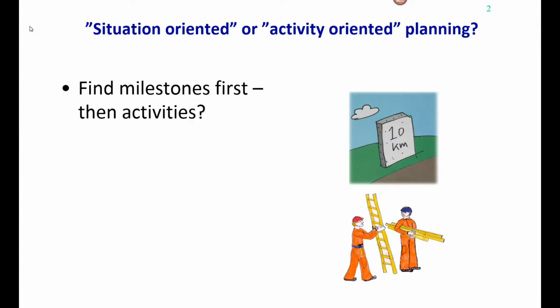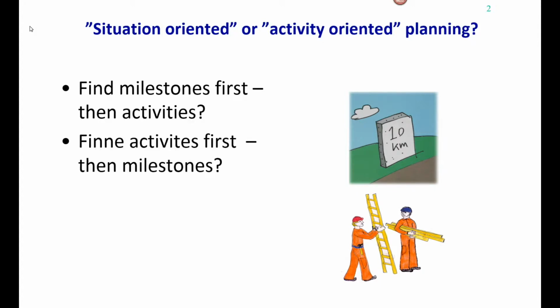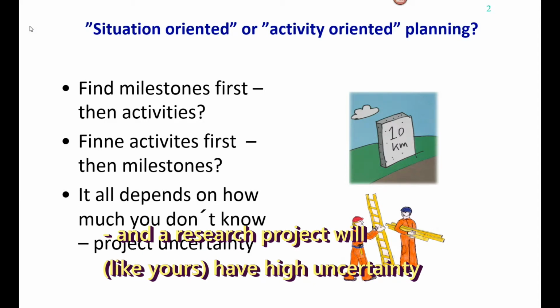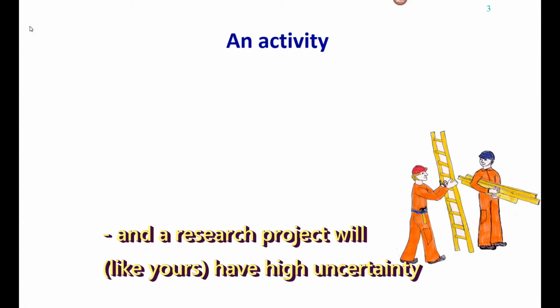So is that the best way to go? Find milestones first and then activities? Or should we find the activities first and then the milestones? Well, it all depends on how much you don't know. And what you don't know in a project is the project uncertainty. So if you have a project with high uncertainty, then maybe milestone planning, or situation-oriented planning, would be better. So let's talk about an activity first.